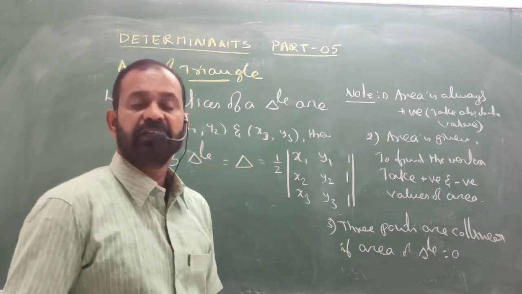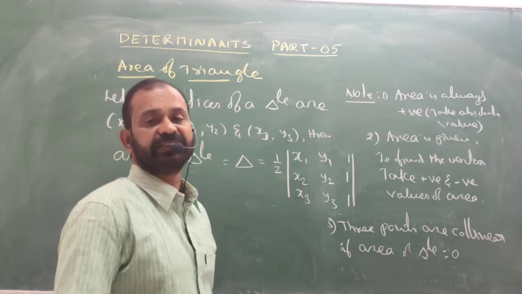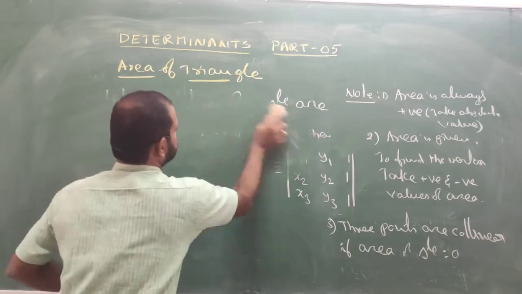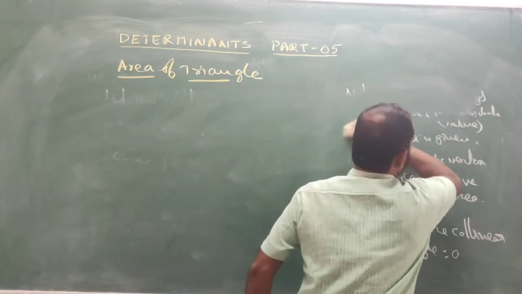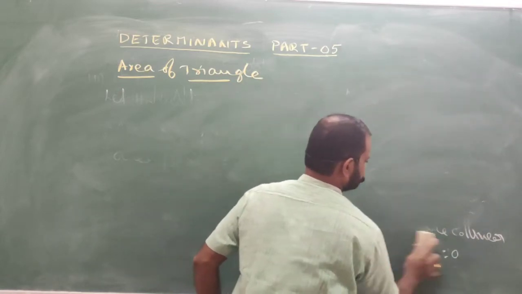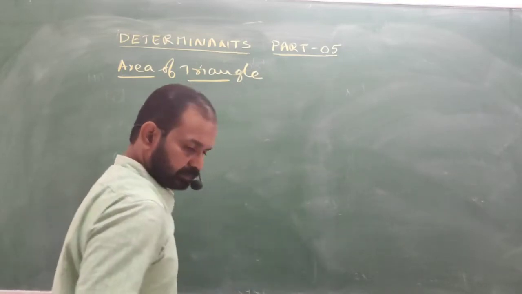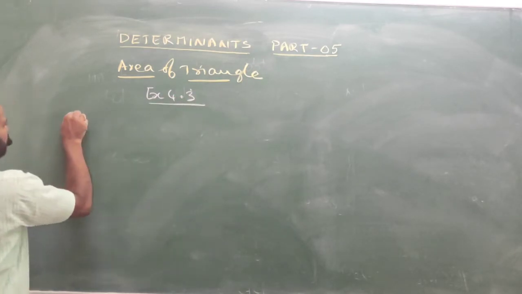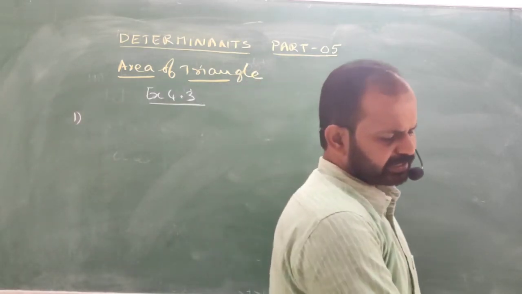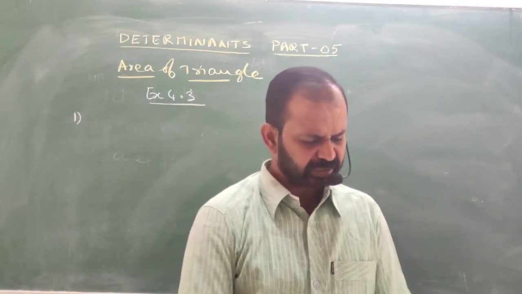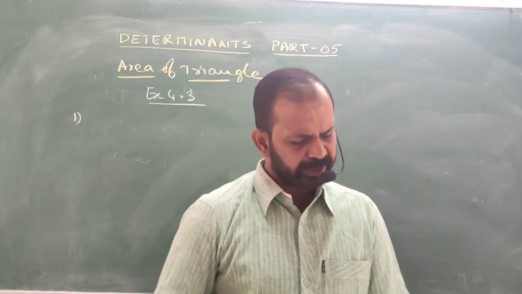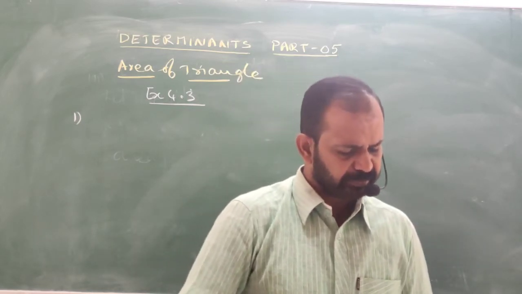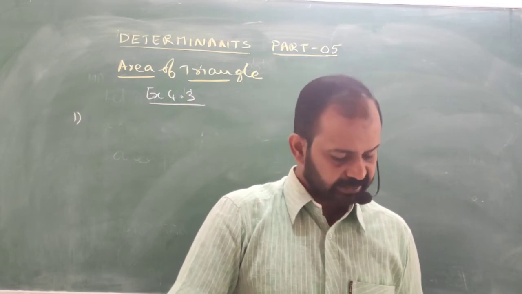Now, based on this, let me do exercise 4.3. In the first one, find the area of the triangle with vertices at the point given in each of the following. So here three cases are given. So let me do third case, first and second cases, you can do it.